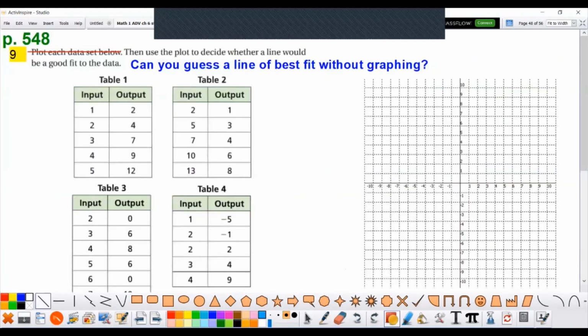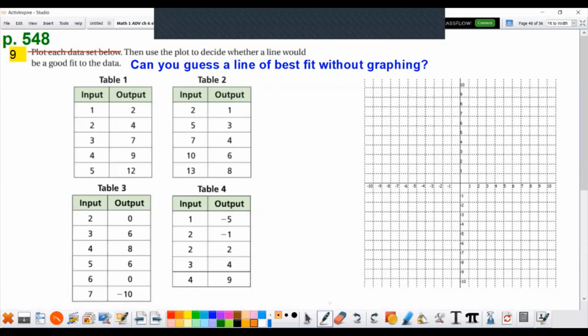Okay, and here's the last challenge. Can you guess a line of best fit without graphing? There's 4 of them for you to do. So let me give you some time. Go ahead, pause the video and come back. Okay, this could be challenging.